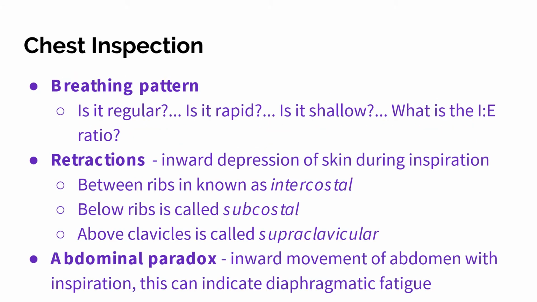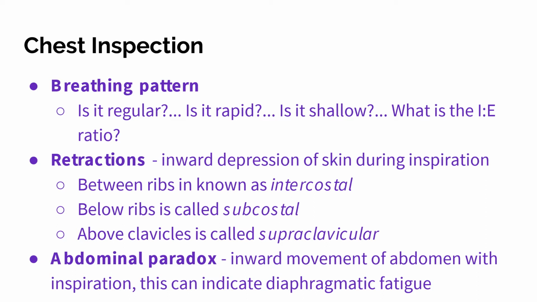The other thing that you're looking at is to make sure that your breathing pattern is regular. You're looking: is it regular, is it rapid, is it shallow? The I to E ratio means the inspiratory to expiratory ratio. Generally, you should have a 1:2 ratio, so inspiration is shorter than the expiratory phase of our cycle.